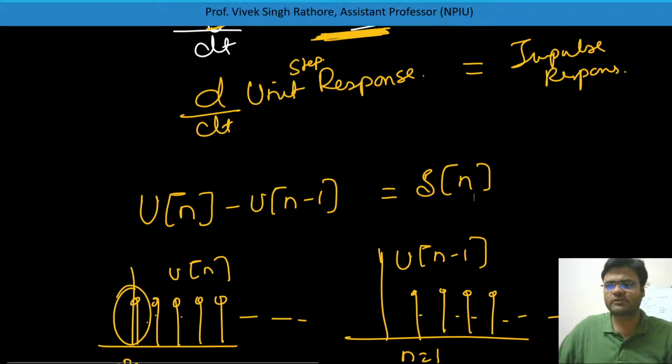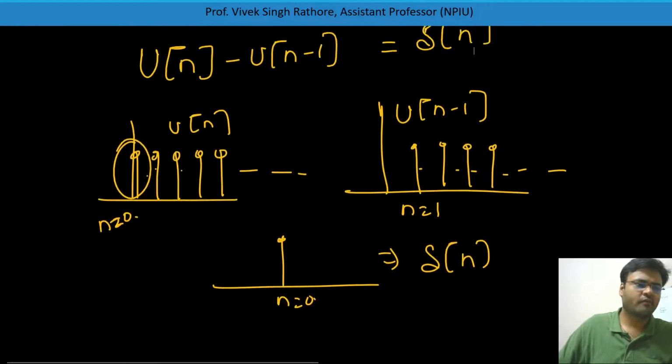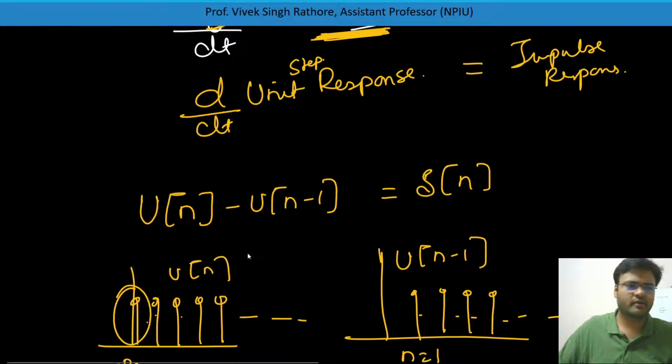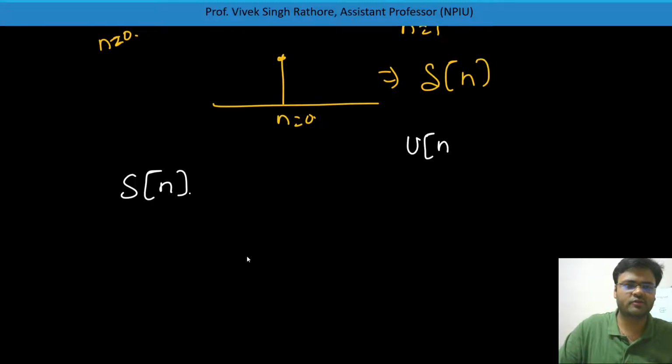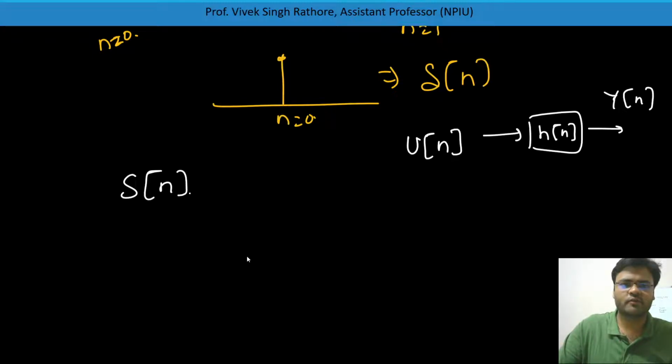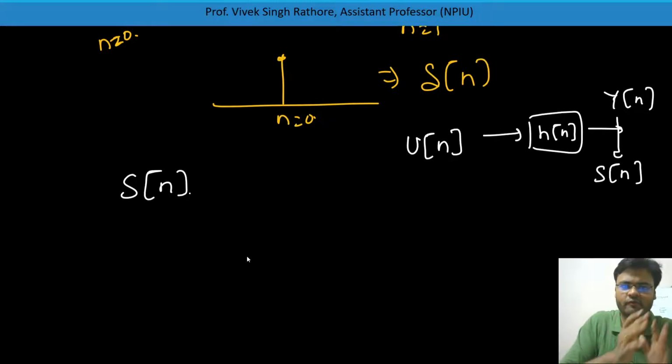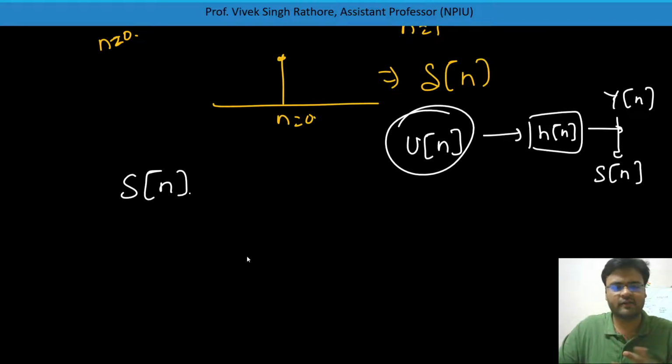Now, if we give the input as u of n, we will get the output as s of n. Whenever we give u of n to a system, let's suppose h of n is given, whatever output comes, you can name it s of n. So s of n is specific for the step only, like h of n is specific for delta n.